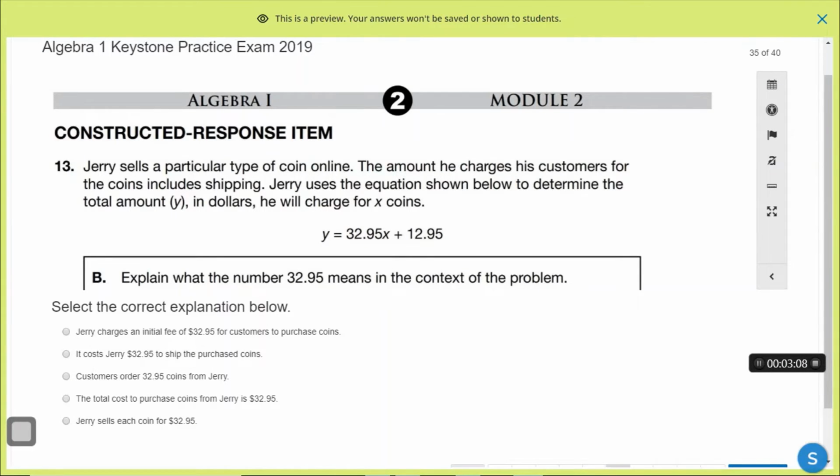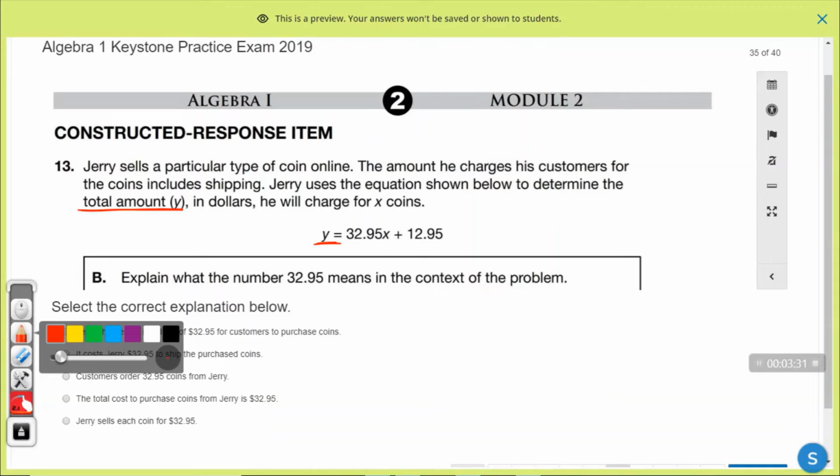Explain what the number 32.95 means in the context of this problem. Here I'm asking you to select it from below. You might have to actually write this out in your own words if you're on the Keystone exam, but let me break down the different parts for us. Let's start off with Y. If I look up above, it shows that Y is my total amount, the total amount that we're going to charge. I'm going to go to X next, and I'll do the 32.95 last because that's what this question is really looking for.